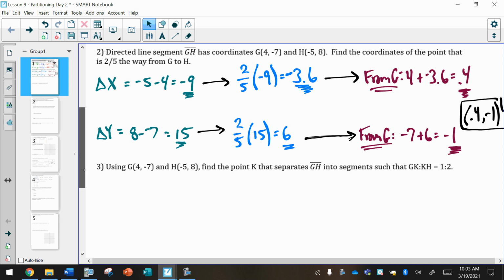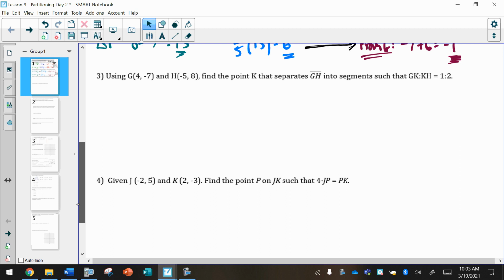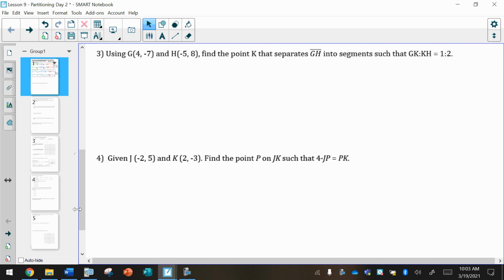Now, every time we do these problems, the information could be given in a slightly different way. So let's take a look at number 3. Using the point G, which is at 4, -7, and the point H, which is at -5, 8, find the point K that separates GH into segments such that the ratio of G to K to H is 1 to 2. Man, when I read that aloud, it sounds so confusing.